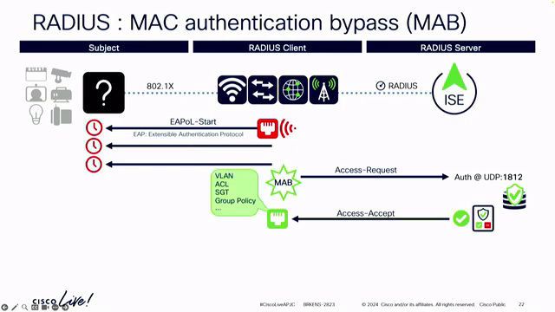Here you can see we have another way of authenticating our client, which is MAC authentication bypass. And why are we doing MAC authentication bypass? Because for some devices, like a printer, there is no special piece of software available. The supplicant is not available. In that case, you can use MAB to authenticate your device and still apply authorization profiles.